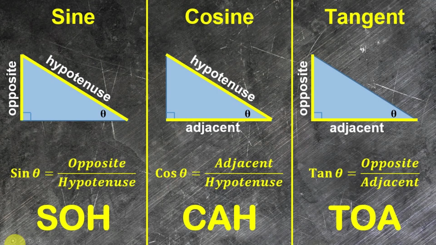Here's our chart that we looked at last time, SOHCAHTOA: the sine function represents the opposite side over the hypotenuse, the cosine function represents the adjacent side over the hypotenuse, and the tangent function equals the opposite side over the adjacent side. And those are all from the perspective of the angle that you're looking at.